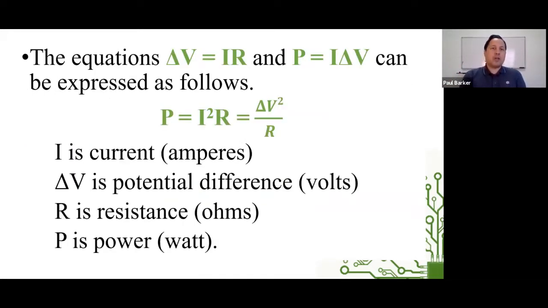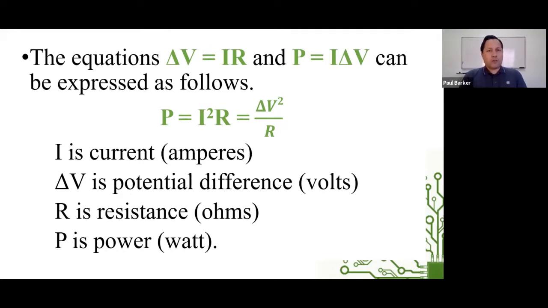Now the equation delta V equals IR, which is the potential difference equals the current multiplied by the resistance, and power is equal to current multiplied by the potential difference, can be expressed as follows. So we can rearrange them and put them together. Power is equal to I squared times R, the current squared multiplied by the resistance, or you can also write it as delta V squared, the potential difference squared, divided by the resistance.